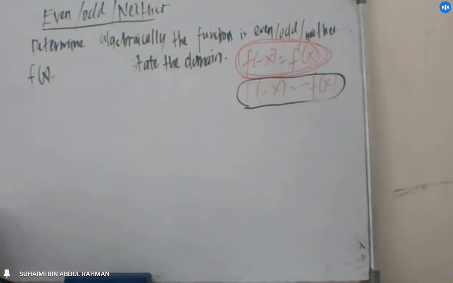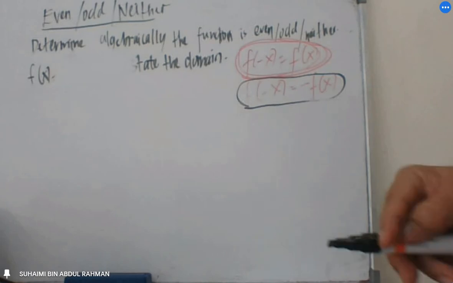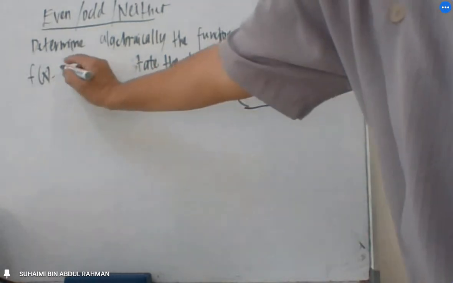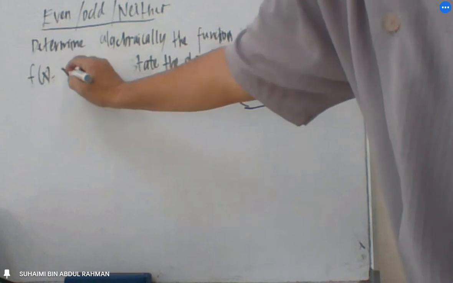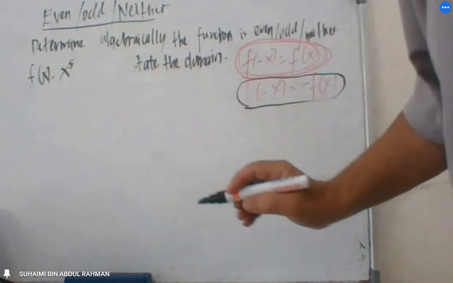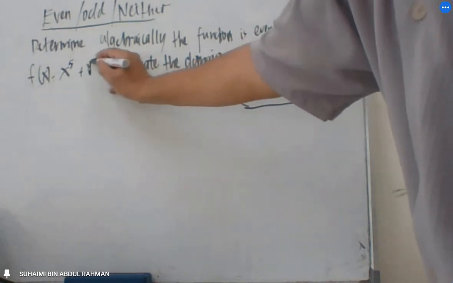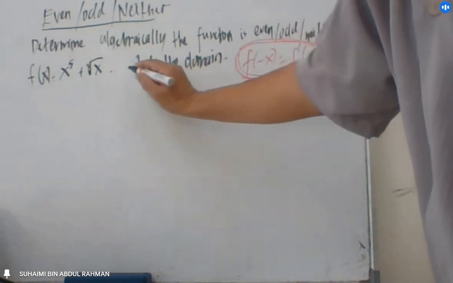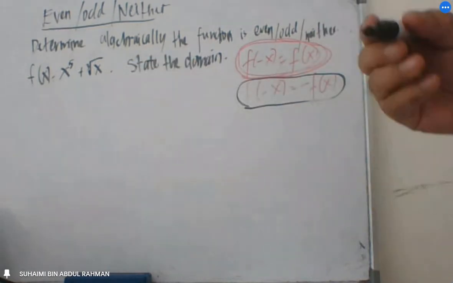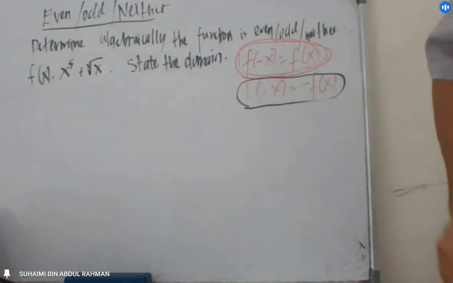Let's say another function. f(x) equals x to the power of 5 plus cube root of x, and then state the domain.